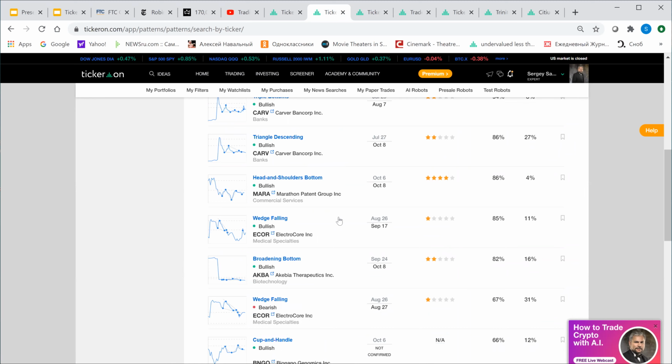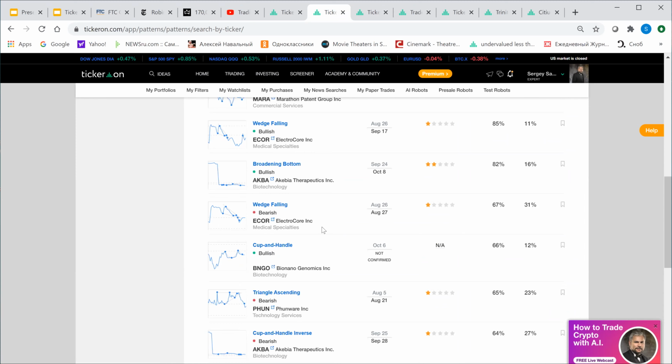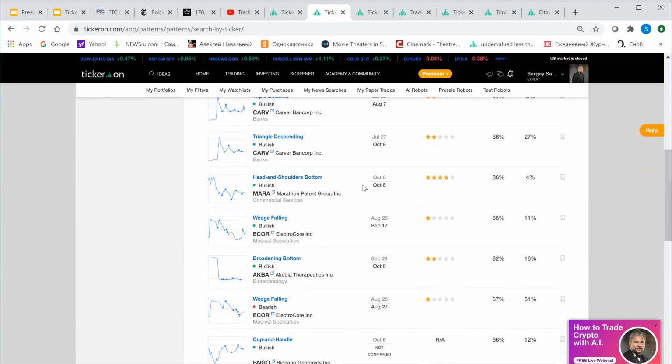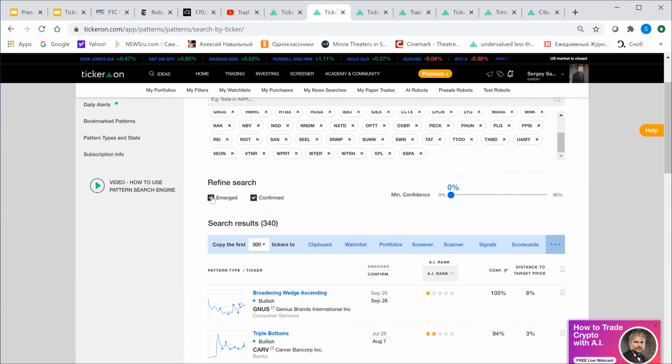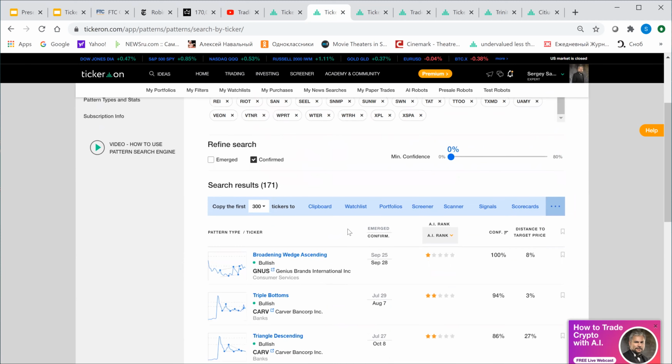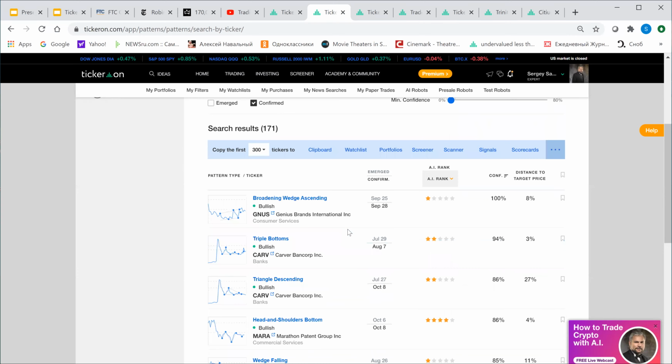Ecor, September, Ecor, this one, cap and handle, not confirmed. Okay, let's look at the only confirmed. What does confirmed mean, what are the patterns? The patterns are those structures which we discover using AI.